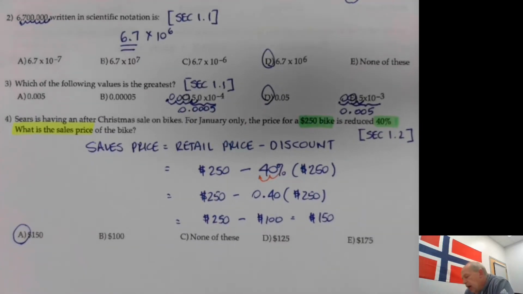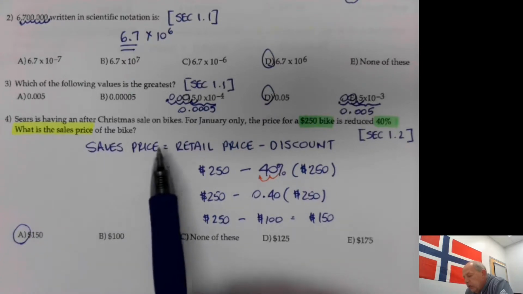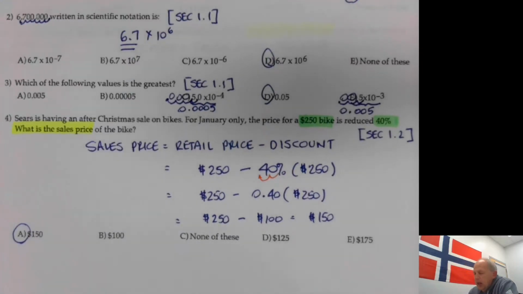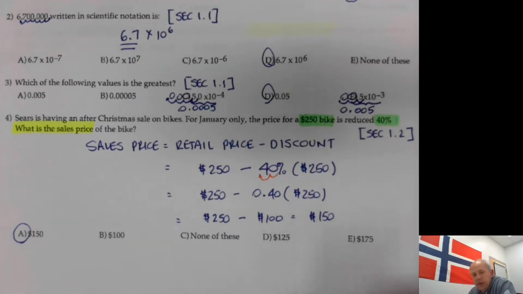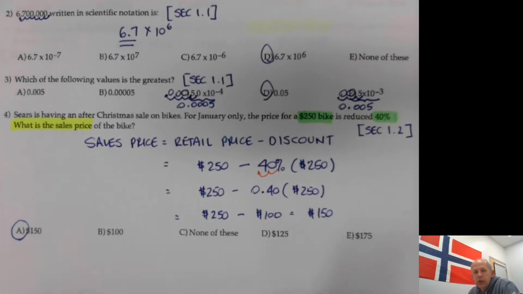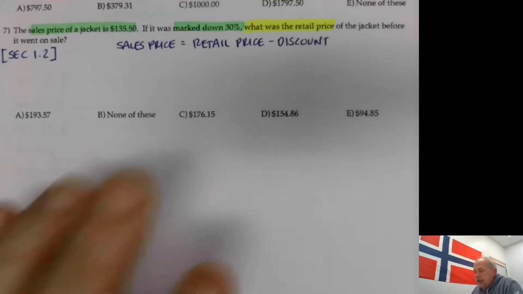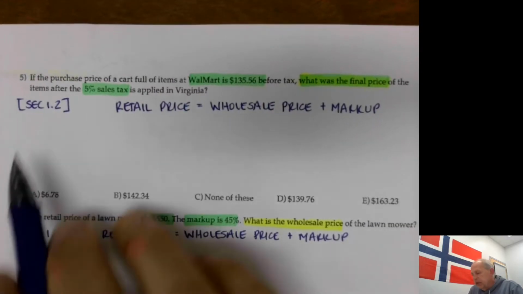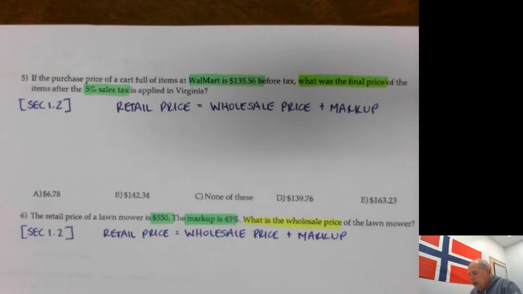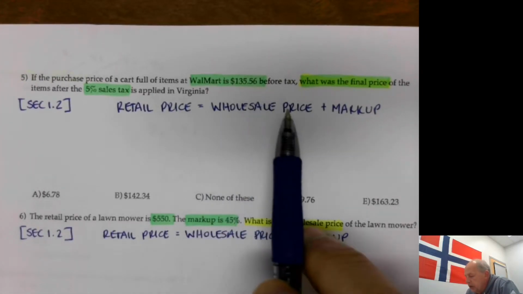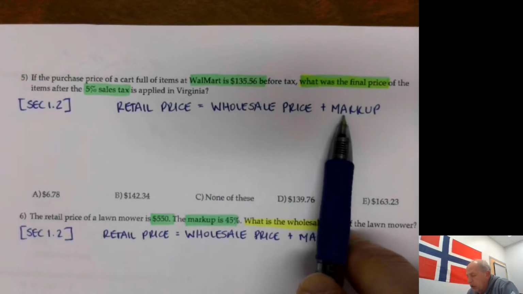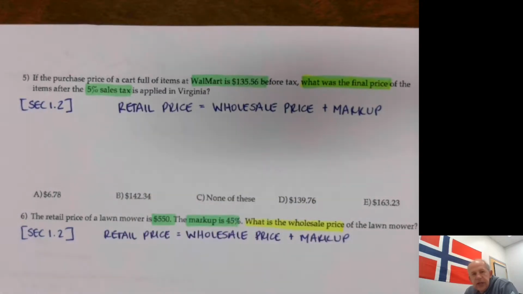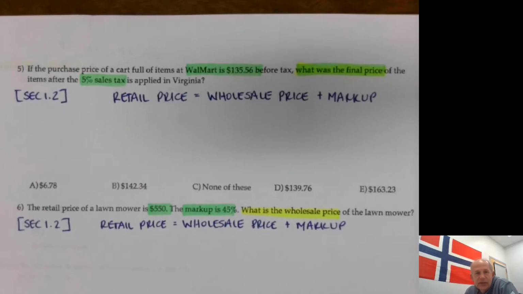Here's how you would do that one from start to finish, starting with the formula. That formula is huge because if you have the formula, everything is just plugging and chugging and going to town. Let's take a look at number 5. This is also from section 1.2. This is a wholesale price markup problem because this is a sales tax. A sales tax is a government way of marking up a purchase of some items.